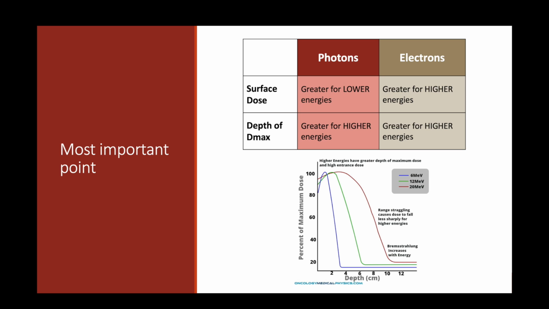Remember that for electrons, both the surface dose and the depth of Dmax are going to be greater for higher energies. This is in contrast to photons, where the depth of Dmax is greater for higher energies, but the surface dose is actually greater for lower energies. So I think that is the biggest takeaway, and if you understand why that makes sense, like I said, I think that is more than half the battle.